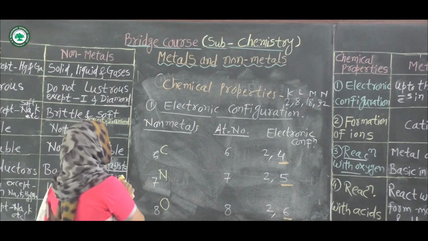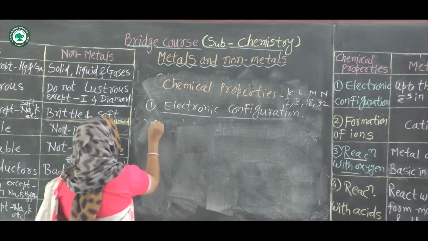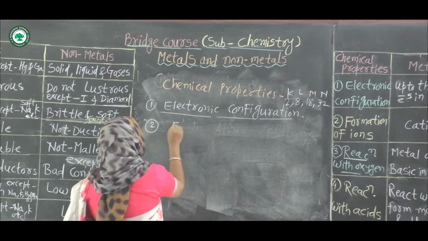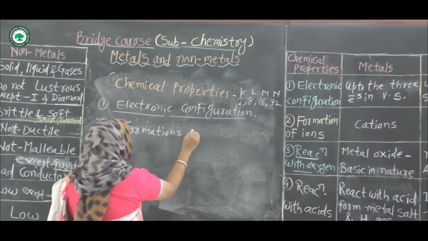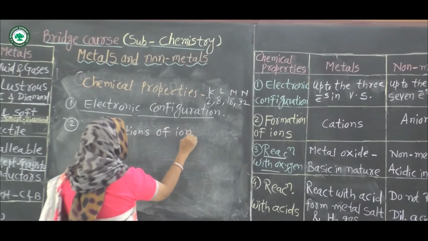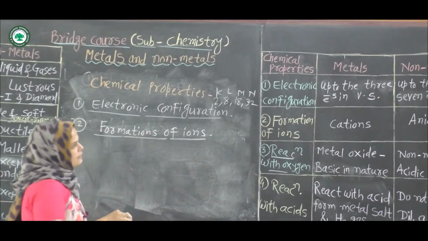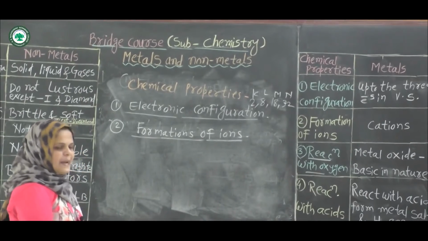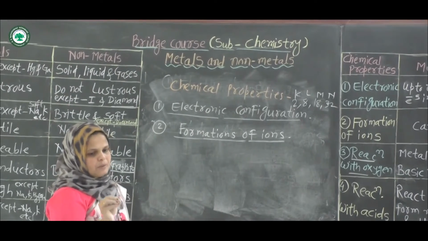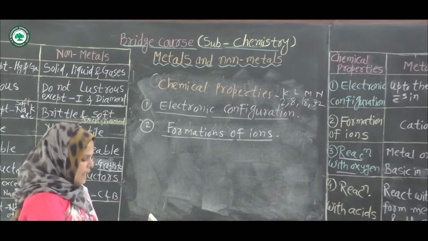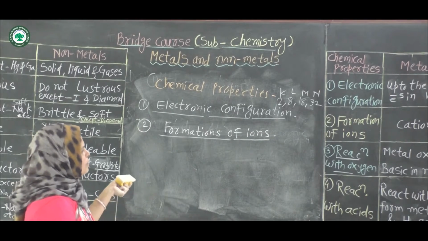Then next we see the second property for non-metals. Second property is formation of ions. We know that non-metals gain electrons to form negative ions, and these are called anions. We saw this already in the definition, and it is also a chemical property of non-metals.